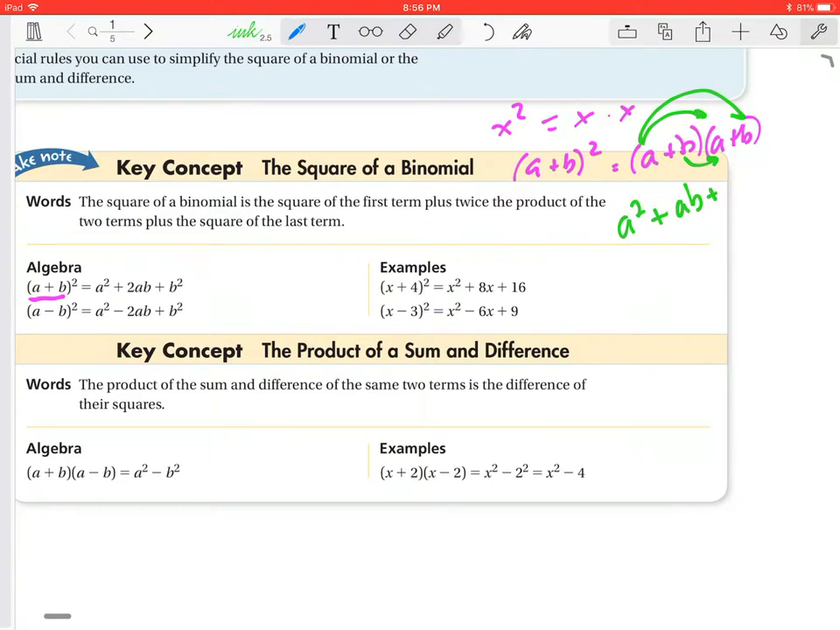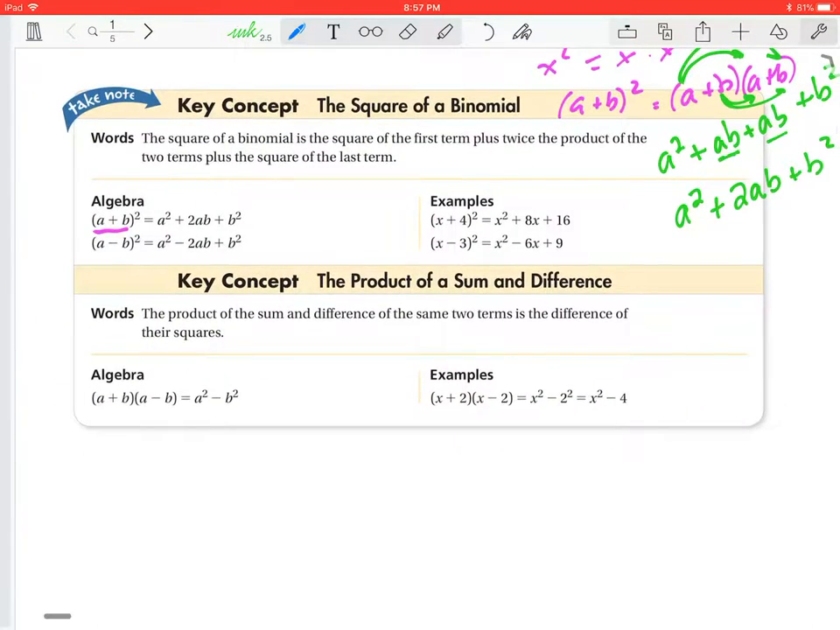Well, I have ab here. b times a is the same thing as saying ab. They're equivalent to each other. The properties of multiplication mean that the order does not matter. So I can write this as a times b. Again, now I'm going to do b times b, which will give me b squared. Well, these are two like terms in the middle, so I can rewrite this as a squared plus 2ab plus b squared, which is exactly what our rule gives us.